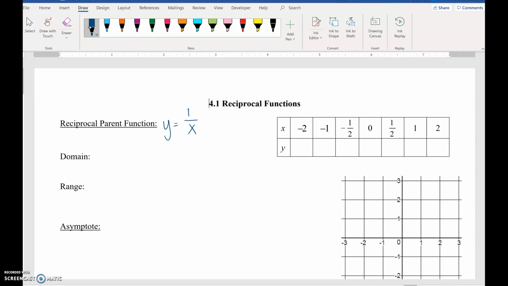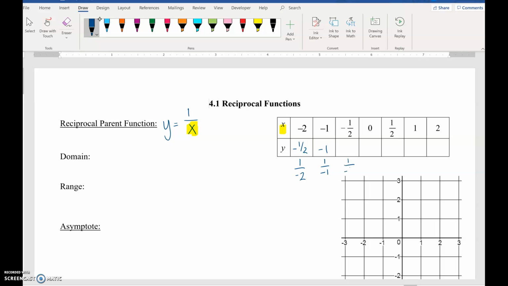And what we're going to do with this is plug in some numbers. We're going to take all of these x values in that table and plug them into our function. We're going to start by doing 1 over negative 2. So again, I just took this negative 2 and plugged it into my function, okay? 1 over negative 2 is just negative 1/2. And then 1 over negative 1, well, that would just be negative 1.